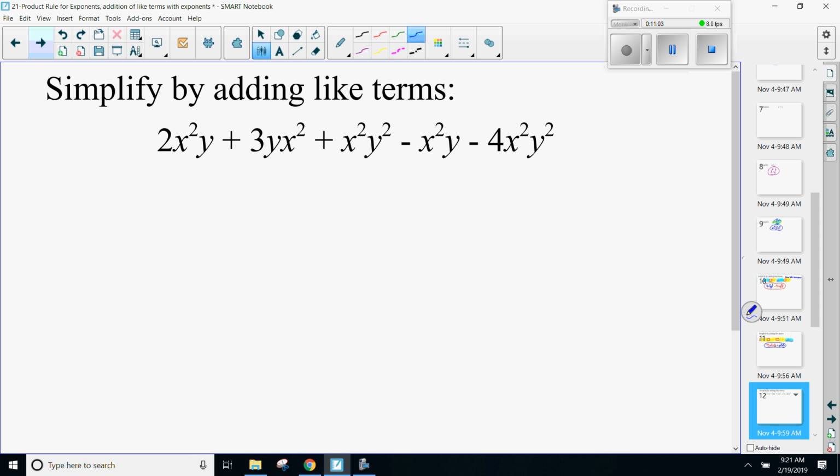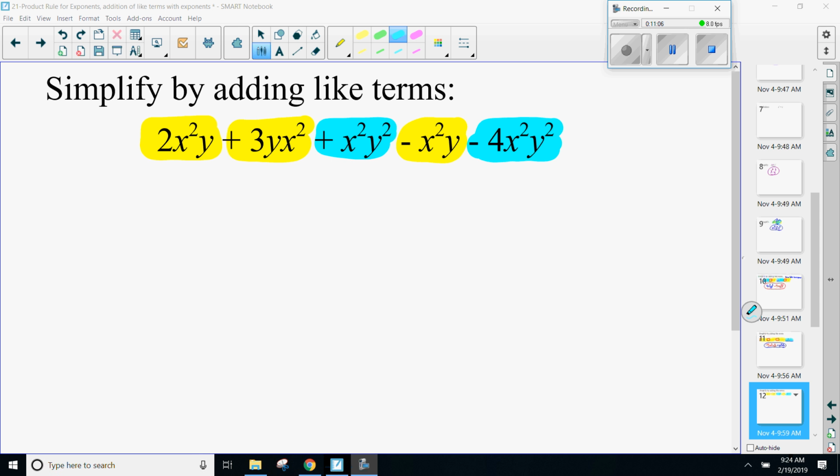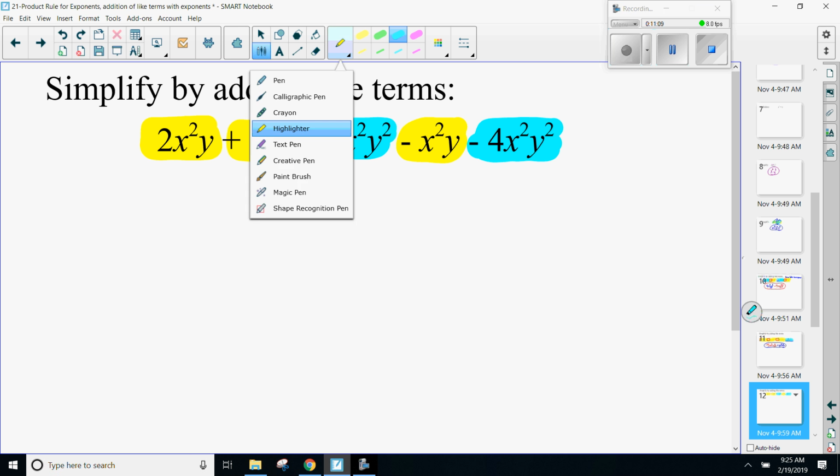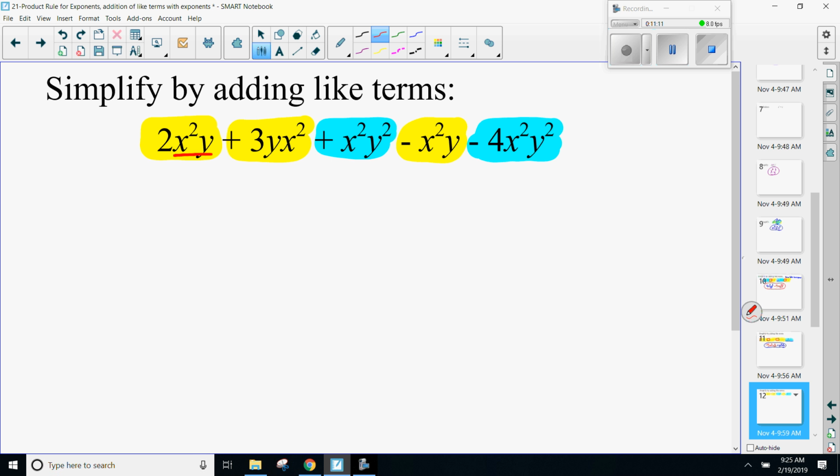Try this one. Okay, we look at it, and what we have, x squared y, x squared y, x squared y. This is a 1. So you need to take 2 plus 3 minus 1. What does that give you? 4. So you should have 4 x squared y. That's the same as 4y x squared. Either one okay.